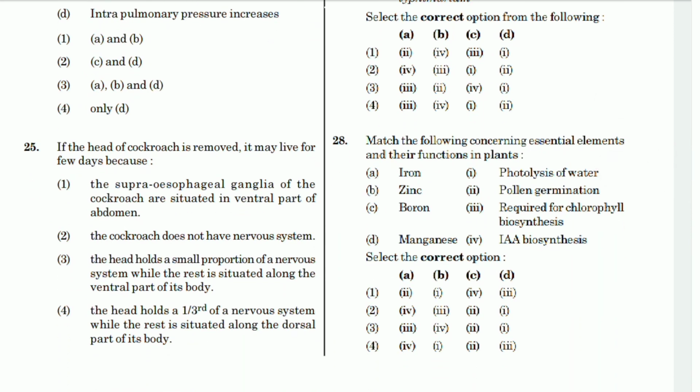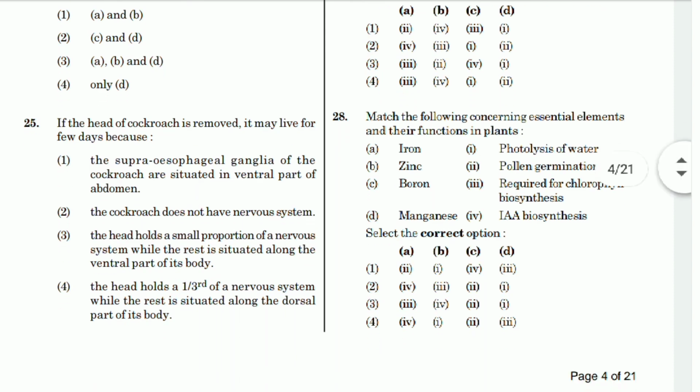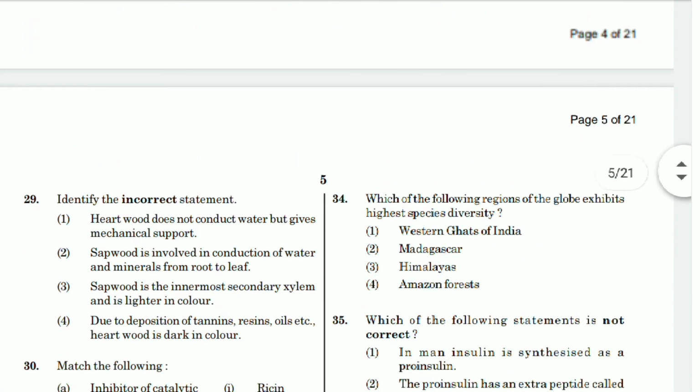28th question, match the following concerning essential elements and their function in plants. And the correct option is option number 3. That is, iron is required for the chlorophyll biosynthesis, zinc for IAA biosynthesis, boron for pollen germination, and manganese for the photolysis of water.